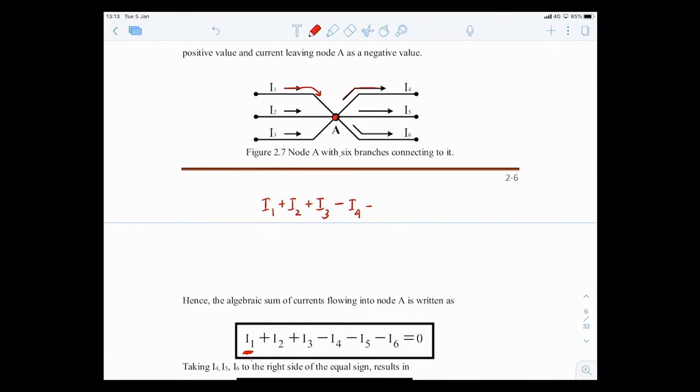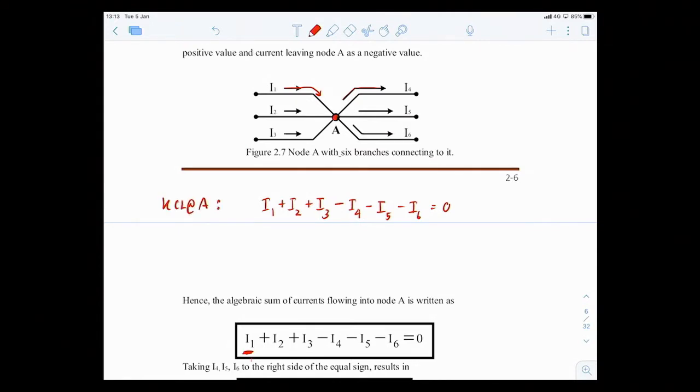I5 is also leaving, the current's leaving the node, so minus I5 and minus I6. So that's all the currents going in and out of the node, and all of this must be equal to 0. Okay, so this is KCL. I always write it like this, KCL at node A.